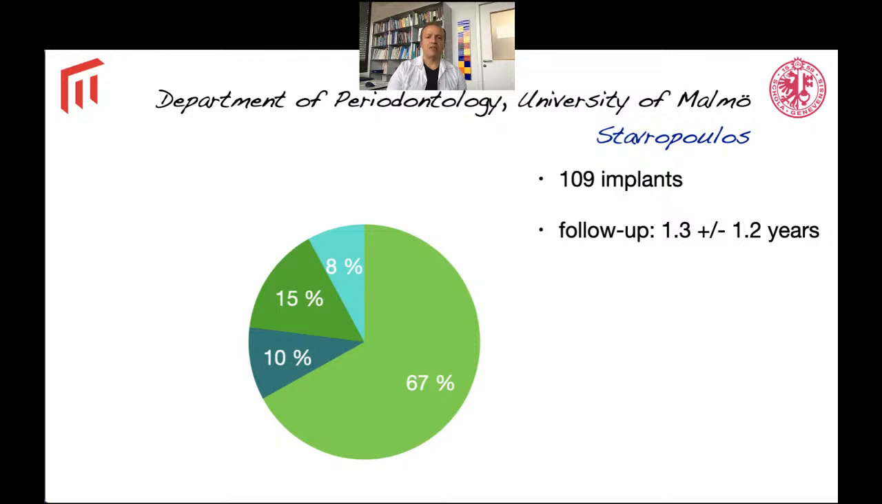We can see that within 1 to 1.5 years after treatment, 67%, so approximately 70% of the implants showed shallow pockets up to 4 millimeters and no bleeding, or complete disease resolution. Another 10% had pockets of up to 5 millimeters but no bleeding, or maybe 4 millimeters that bled. Again, quite a good outcome, so about 80% of the implants showed a quite good outcome of treatment.